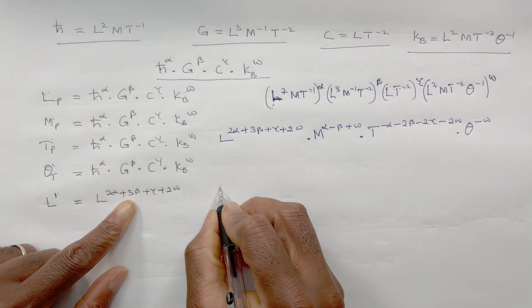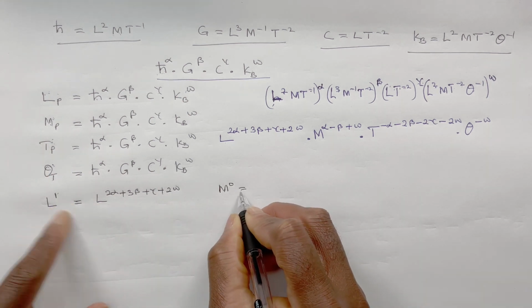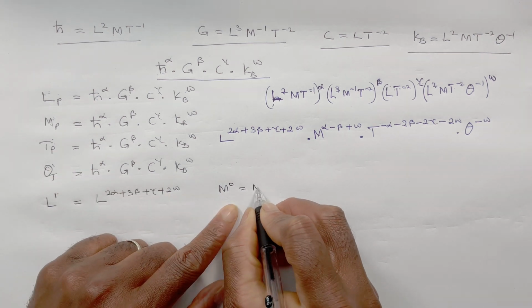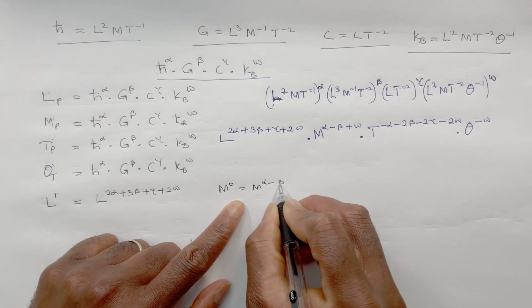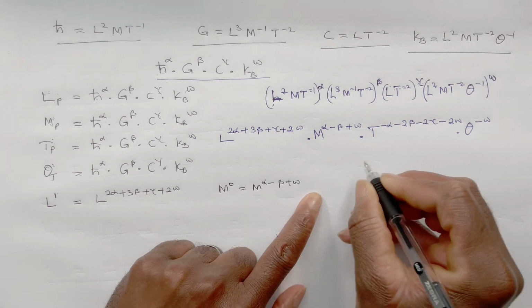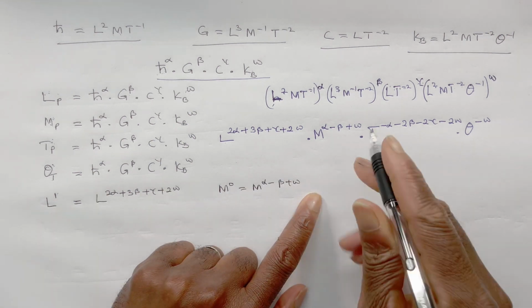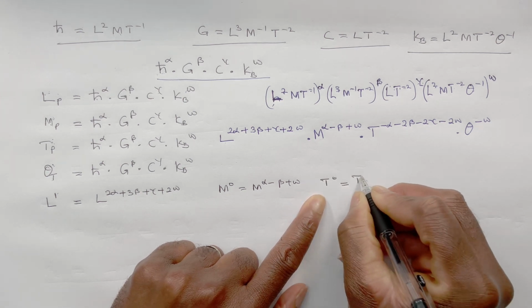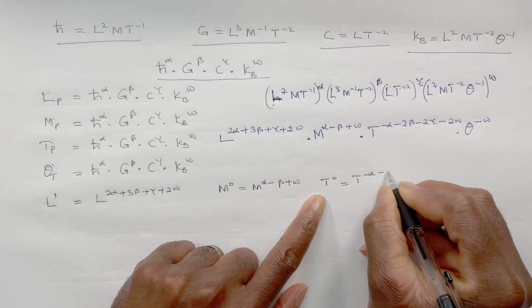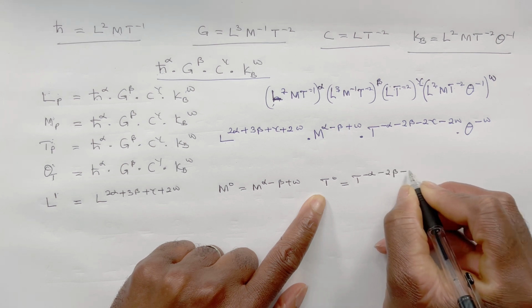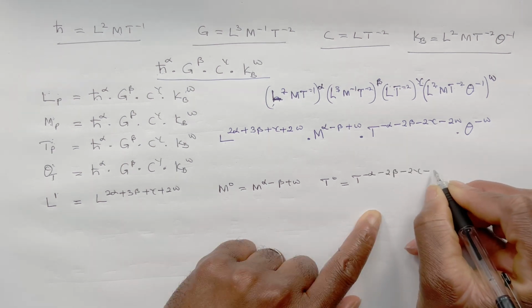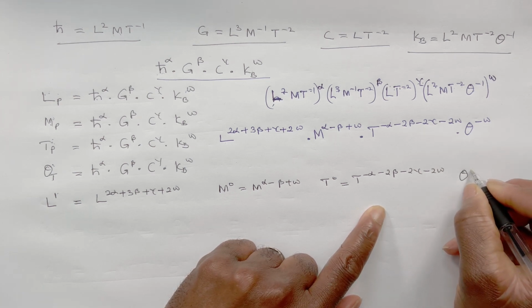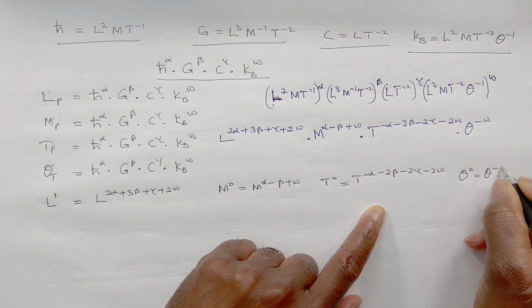So that would be m to the 0, because length doesn't have mass. But I'm only working for length. So that would be m: alpha minus beta plus omega. Also, I'm only looking for length, so the time will be 0 equal to t: minus alpha minus 2 beta minus 2 gamma minus 2 omega, and again theta will be 0, and that is theta: minus omega.